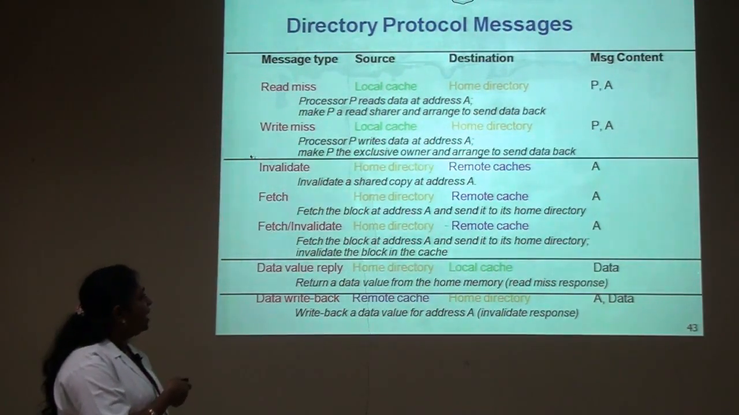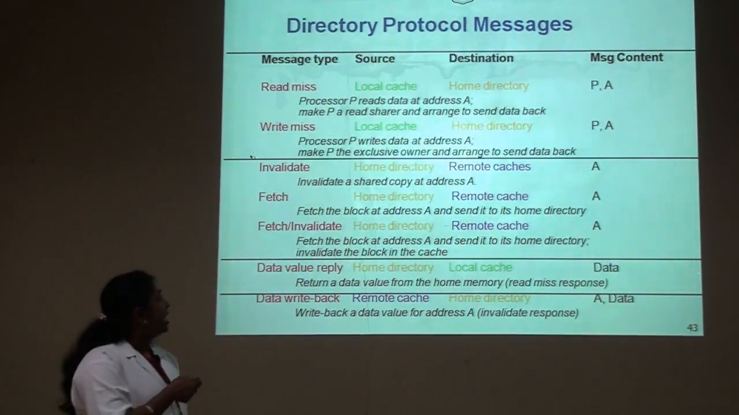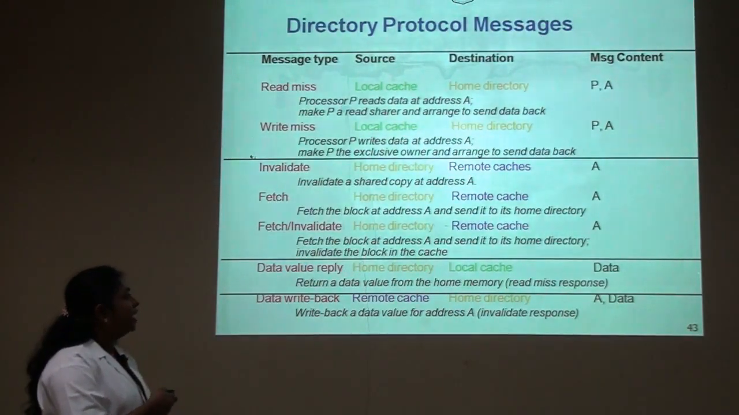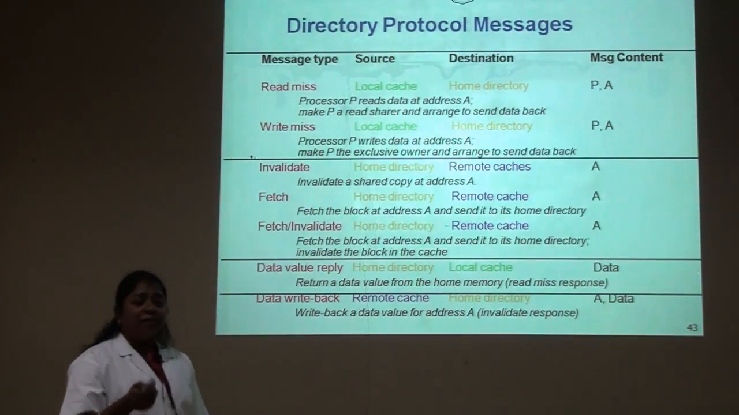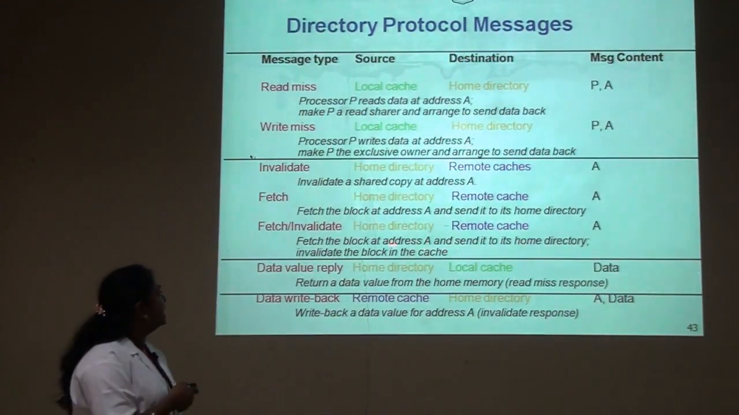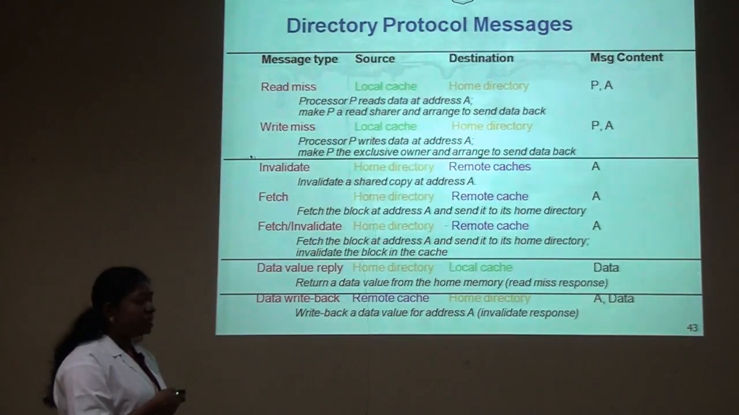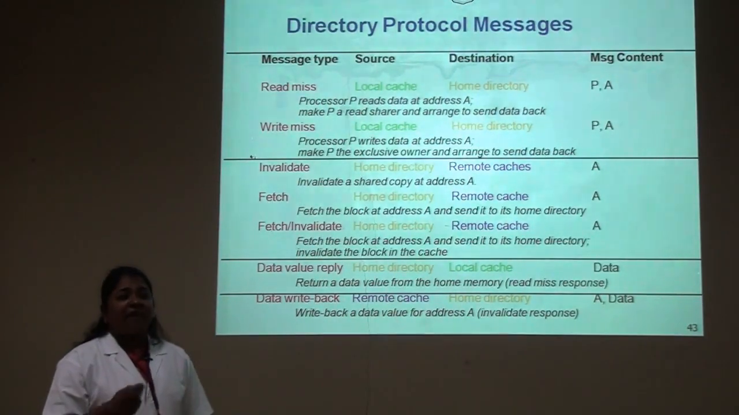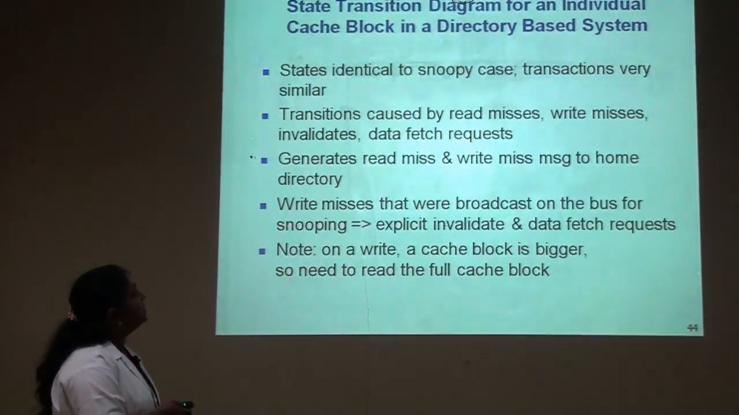For fetch or invalidate, the block is sent to the home directory or remote directory, and at that time fetch or invalidate messages can be given. The next one is data value reply. If we are going to take data to the home directory, at some point we can find the data is missed, meaning we get a read miss. After the data becomes available, we get the reply back, that is the data value reply. The same way we have the data write back: the invalidated copies can be updated, and after that the invalidated copies can be removed from the processor. So these are the state transitions.